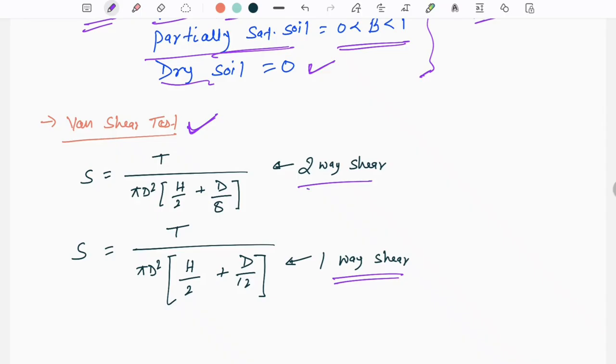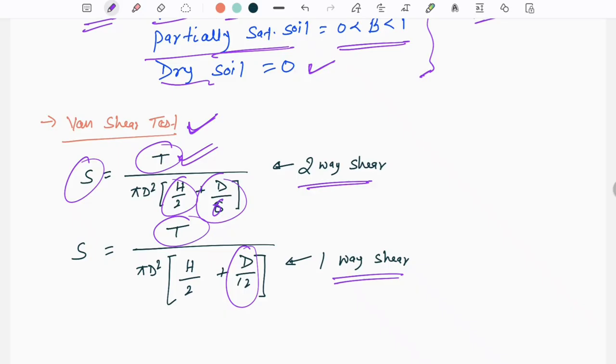Two way shear means top and bottom both are sheared. One way shear is where only the bottom is sheared and the top is fixed. Either the top is fixed or the bottom is fixed. So for one way shear, only this value has changed. Instead of 6 it is 12, but in two way shear it is d by 6. The remaining things remain the same. From this expression you can find the torque value. So T is equal to S times the rest. If S and all these things are given, then you can easily find out the torque.